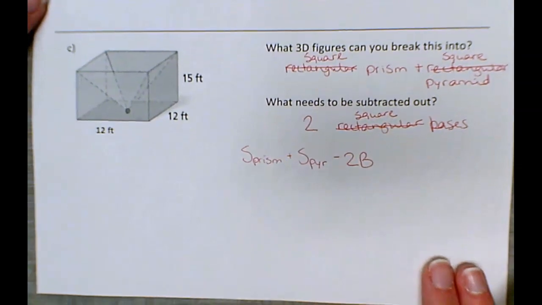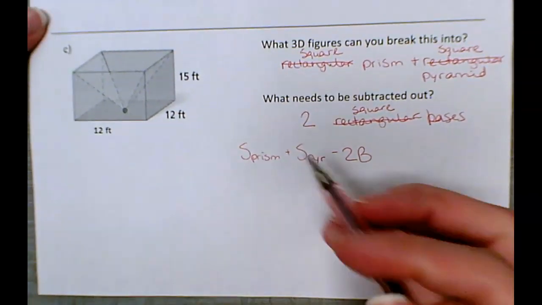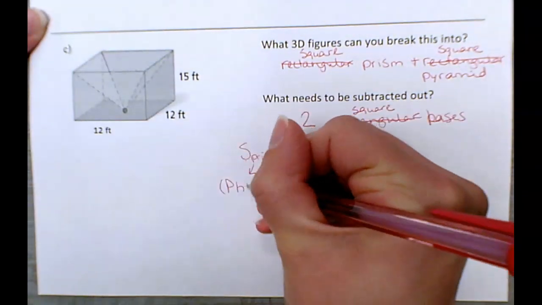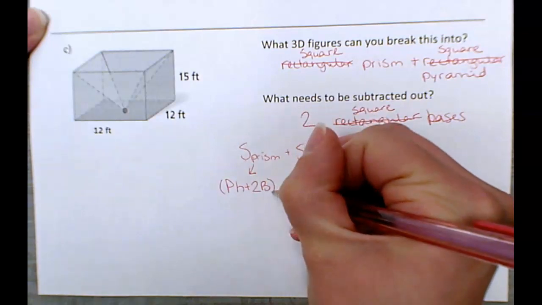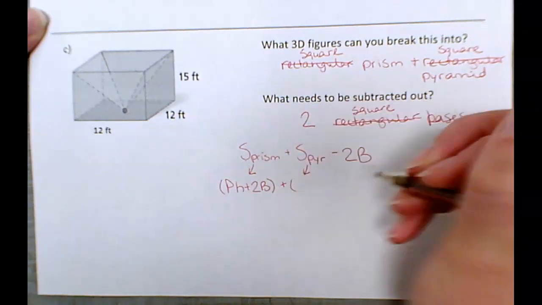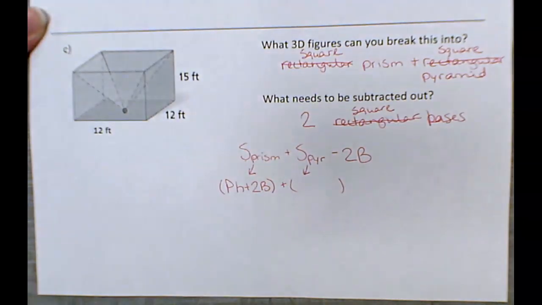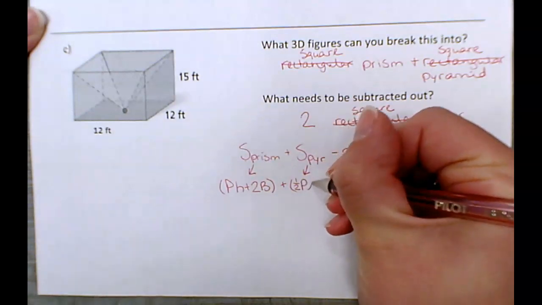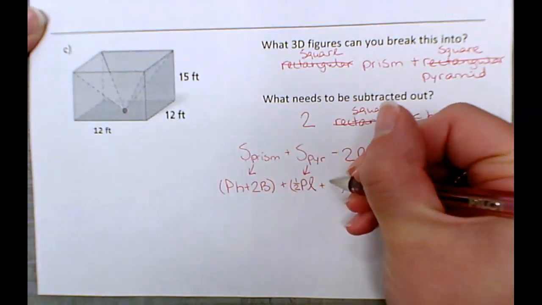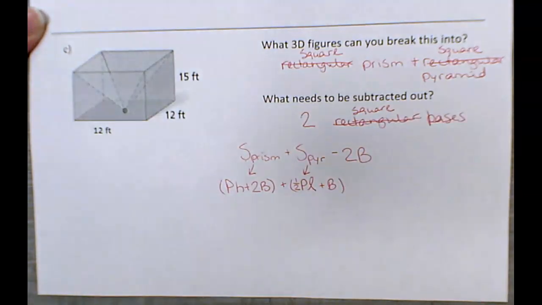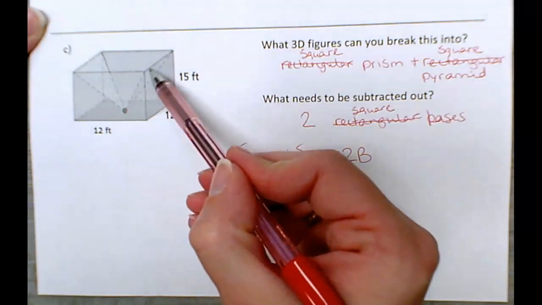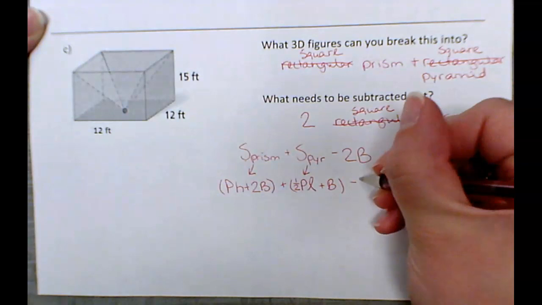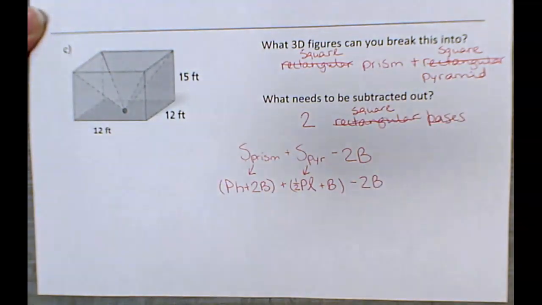So let's fill in the formula for our plan. So the surface area of a prism is the perimeter of the base times the height plus 2 times the area of the base. And then we add to it the surface area of a pyramid. So that formula we talked about the other day is 1/2 the perimeter of the base times the slant height plus 1 area of the base. Notice that the bases are the same. So the base of the pyramid is this square, and the bases of the prism is also that square. So I'm going to subtract 2 areas of the squares.